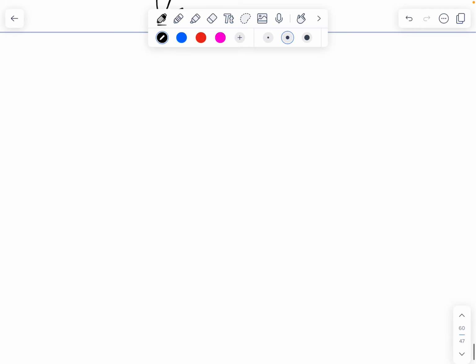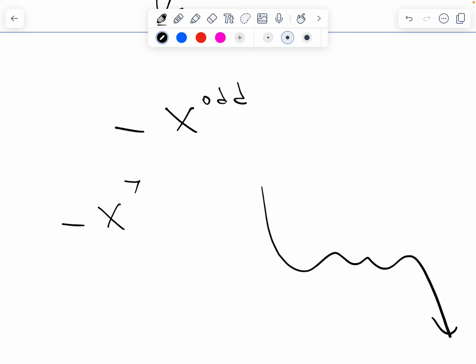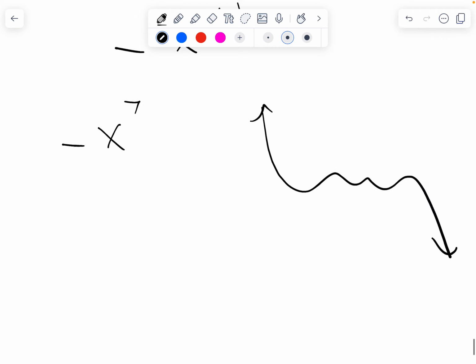Now, what if I have negative x to the odd? Well, if I have a negative x to the odd, like negative x to the 7th, then it's going to do the opposite. It's going to be like that. Okay. So that's everything. That's end behavior.